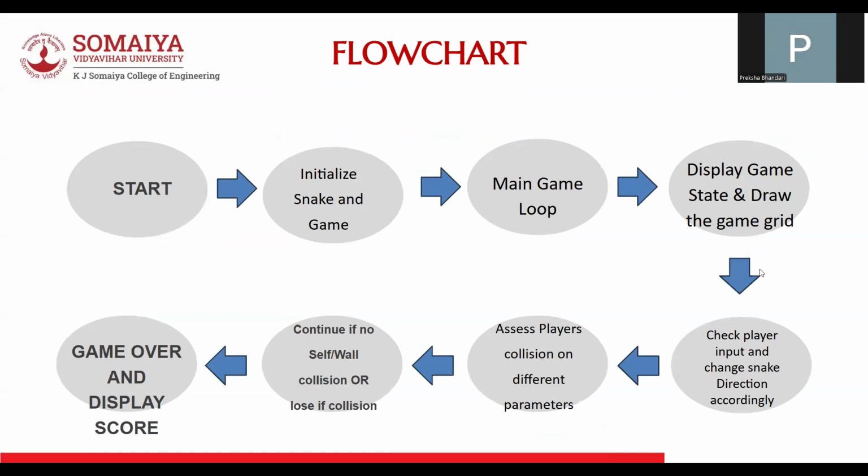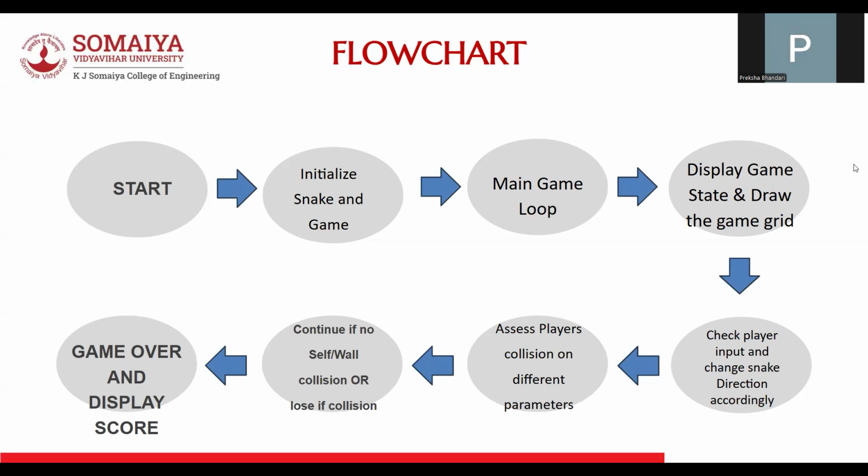The flowchart. Start. The game begins. This is the entry point where initial setup occurs before the game starts. Second, initialize snake and game. This is the setup of the initial game environment, including the starting position and direction of the snake, the game grid, and any initial parameters like the score and speed.